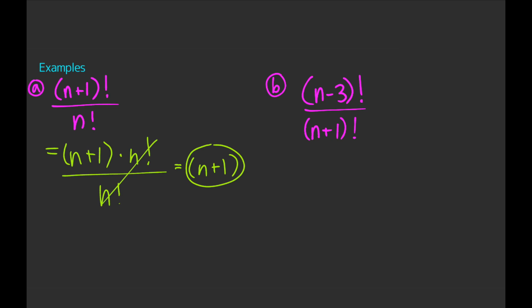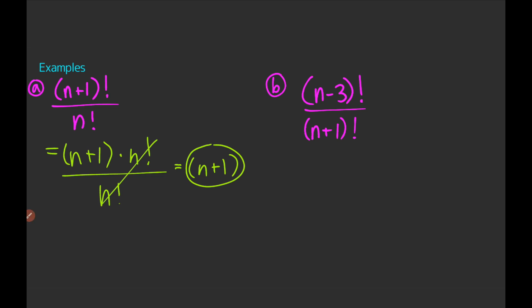Alright, next we have example B. It is a little bit more work, but not really. So we have n minus 3 factorial over n plus 1 factorial. Let's think about, can we expand the numerator or the denominator to allow us to cancel out a term? Well, in this case, we can expand the denominator to cancel out the numerator. Alright, so let's do that.